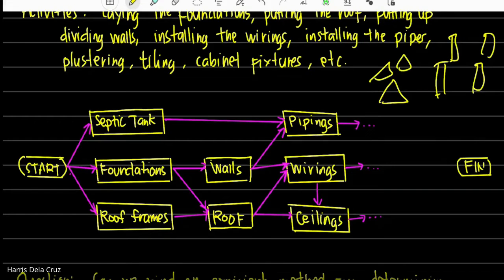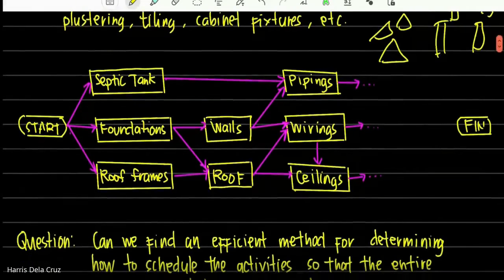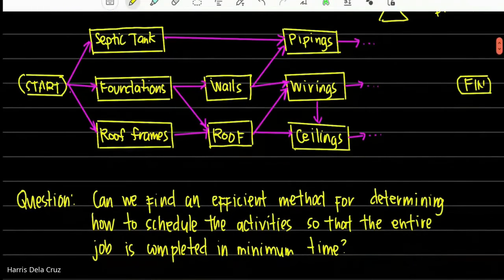So, yung mga set of activities, mga nakadepende, bago magsimula yung iba, kailangan matapos muna yung iba. Pero there are also activities that you can do while doing other stuff. So, pwede rin magkakasabay, pwedeng independent, and so on. Now, the question now is this. Can we find an efficient method for determining how to schedule the activities so that the entire job is completed in the minimum time? Yan. So, minimize natin yung time.